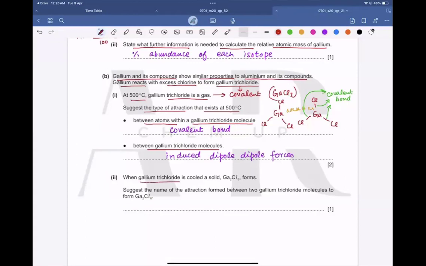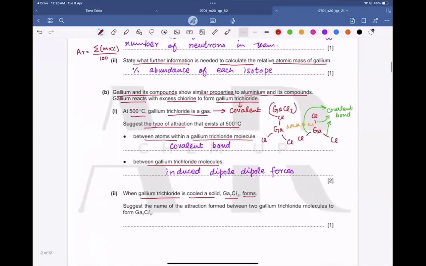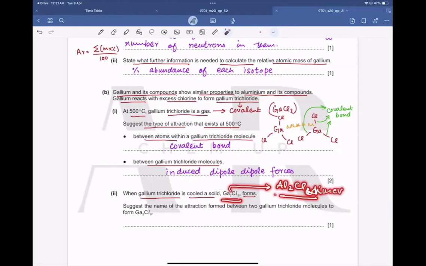Now, let's move to the next part. When gallium trichloride is cooled, a solid Ga2Cl6 forms. So see, they have given you a hint over here. Read this statement: gallium and its compounds show similar properties to aluminium and its compounds, isn't it? We have studied the same compound of aluminium in our syllabus, which was Al2Cl6. And what do we call it? We call it a dimer, which means two units, when two AlCl3 molecules combine with each other.